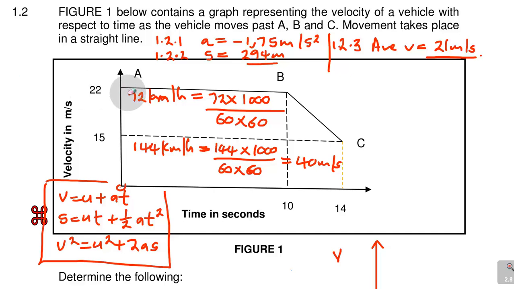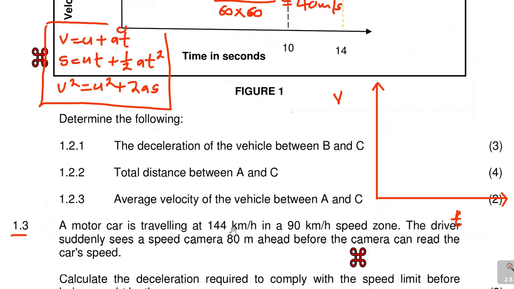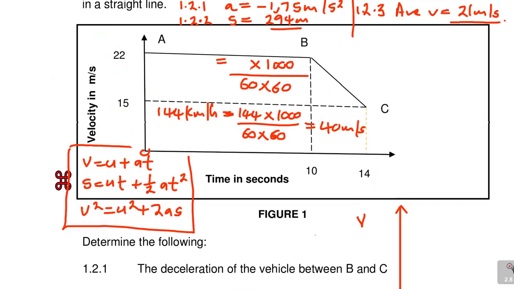Now that is the part. What about if I'm given, in this case, they gave us two different sets. They said it's 144 kilometers in a 90 kilometer zone. So what about 90 kilometers per hour?